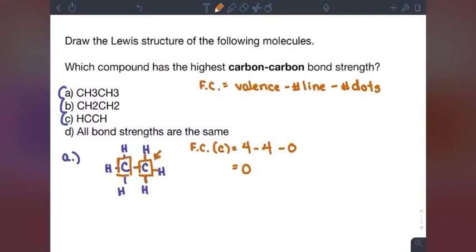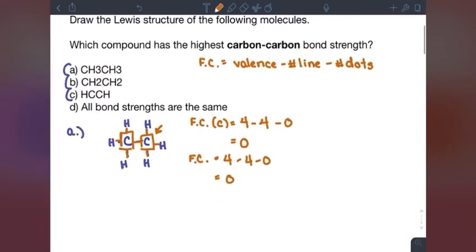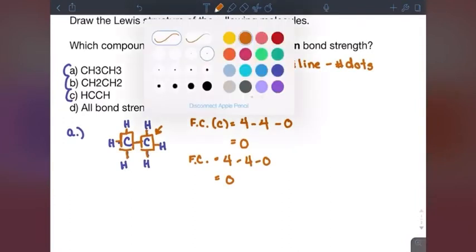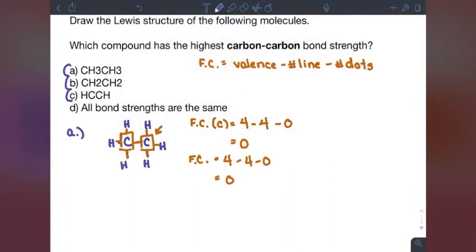So we'll move on to the next carbon here. Same thing, right? Because it has 4 lines it's connected to, 4 valence electrons, and 0 lone pairs, it will have a formal charge of 0. And 0 is the best that we can get for formal charge. The further you are from 0, the more unstable the molecule will be. So moving on to B, we know that this is a good Lewis structure to have for A.